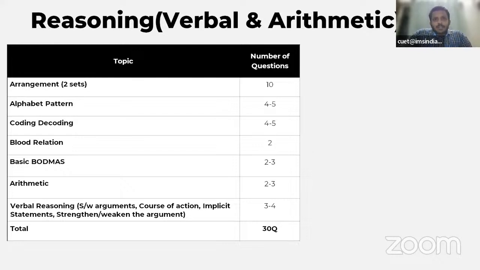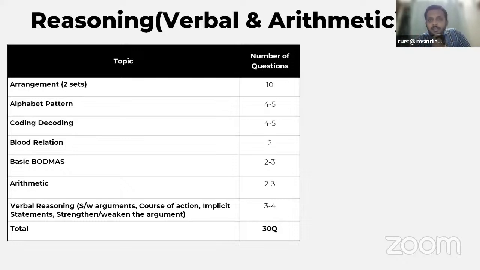In the reasoning part, in the second section, it was reported that you had those basic expected verbal reasoning question types like your strong and weak arguments, implicit statements, questions related to critical reasoning like strengthen and weaken the argument. All of the other question types reported from the first set, if you watch the analysis video of the first set, those question types are also present.